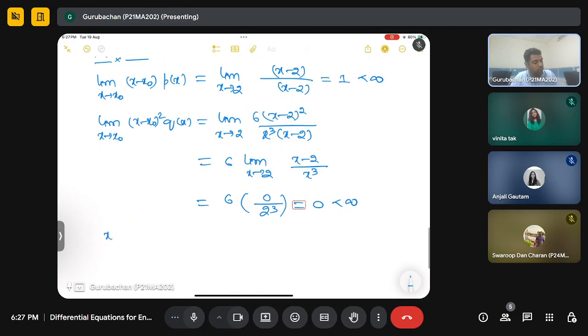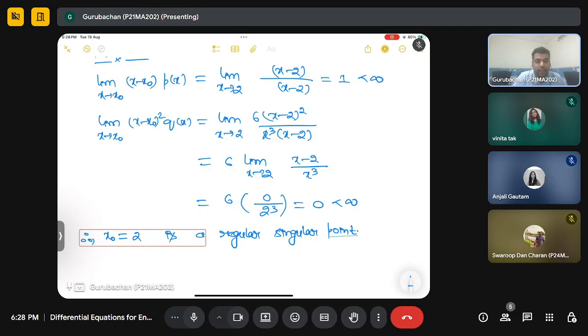So from here we can say that x naught equal to 2 is a regular singular point. So we have checked both of the singular points. One is an irregular singular point and another one is a regular singular point.